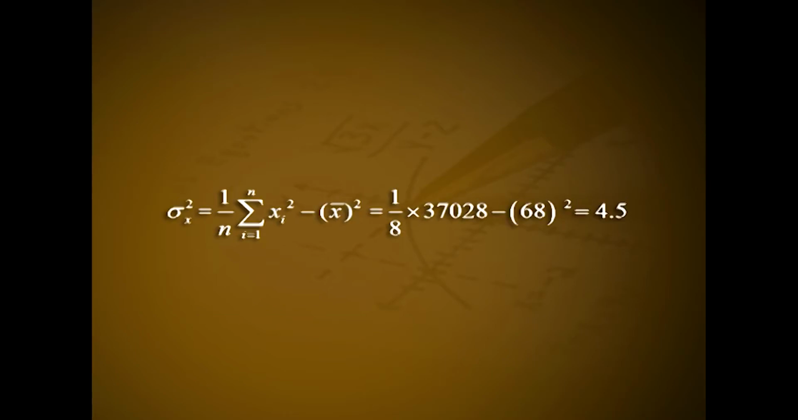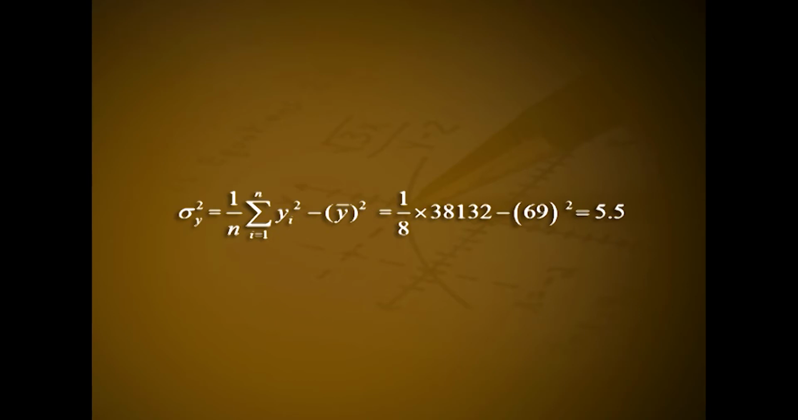Sigma square x equal to 1 by n sigma xi square minus x bar square, that is 1 by 8 into 37,028 minus 68 square, that is 4.5. Sigma square y equal to 1 by n summation yi square minus y bar square, that is 1 by 8 into 38,132 minus 69 square, that is 5.5.